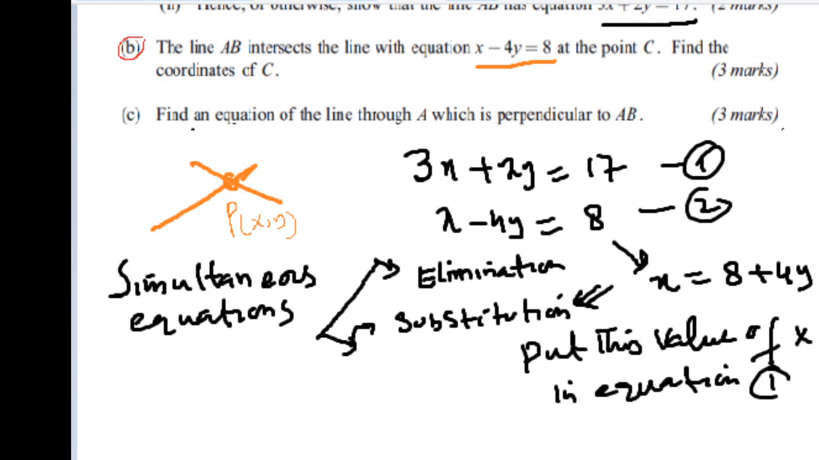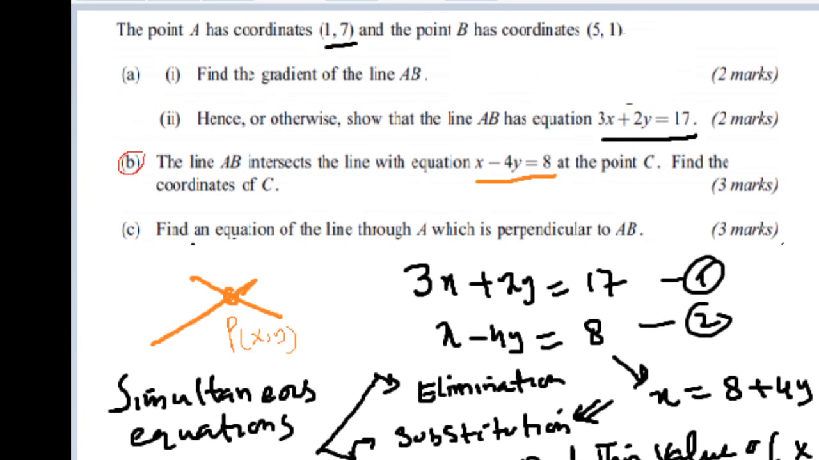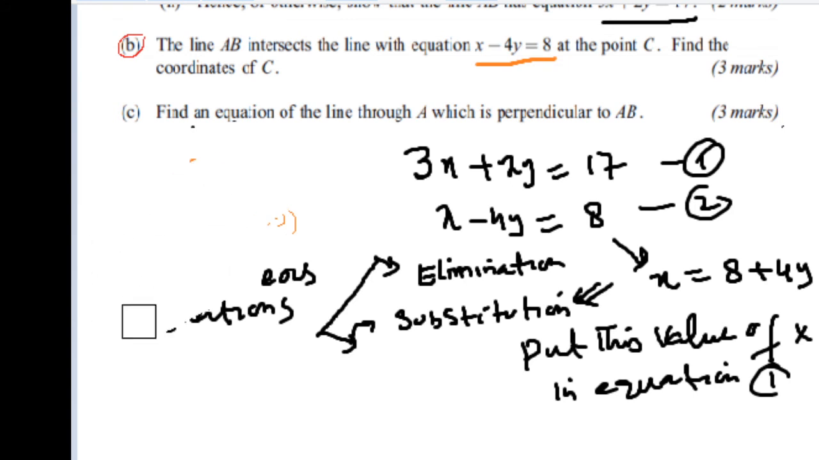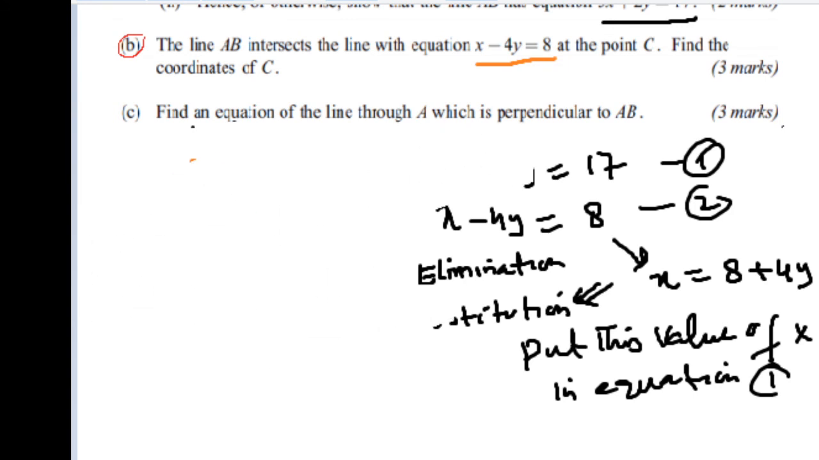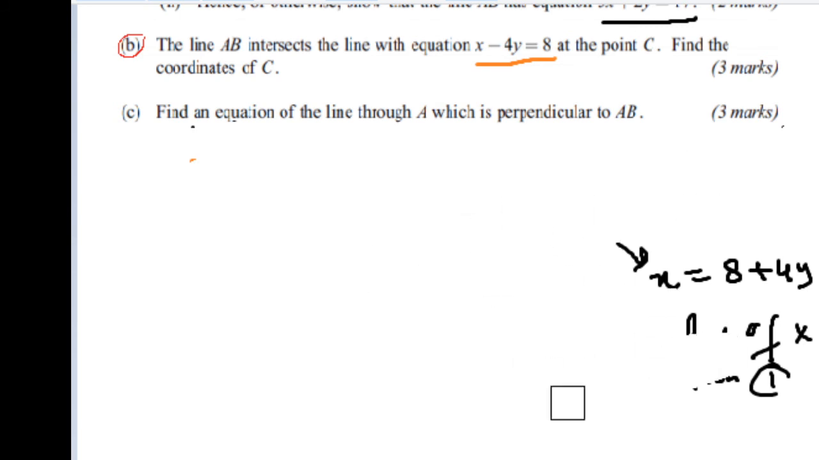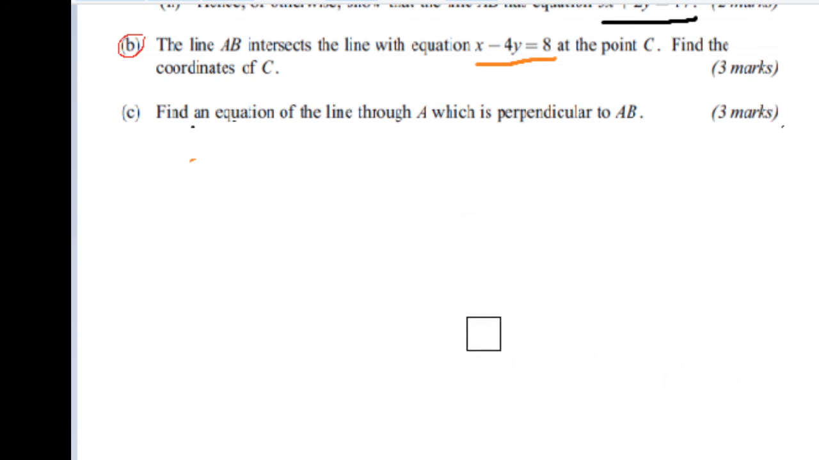Now find an equation of the line through A which is perpendicular to AB. Yes, this is also a very good question. I need to erase this part for doing this question. Find the equation of the line through A which is perpendicular to AB. I'm just making a rough diagram here. Let's say this is line AB.